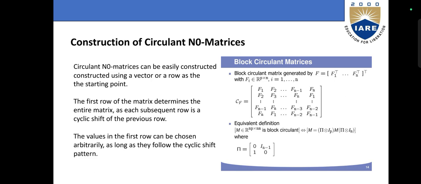Block circulant matrix: C = F power T1 = F power Tn. C = F1 F2 ... Fn-1 Fn; Fn F1 ... Fn-2 Fn-1; and so on, with each row shifted cyclically. Equivalent definition: block circulant is equal to a matrix where n = 0, ..., n-1 by n-1, comma 1 comma 0.